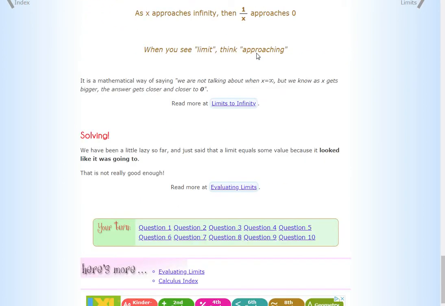Right, so the last thing that I want you to write down from this part is when you see the limit, you should think approaching. Okay, so when you have the limit symbol, what that means is you want to see what happens as it is approaching the value.